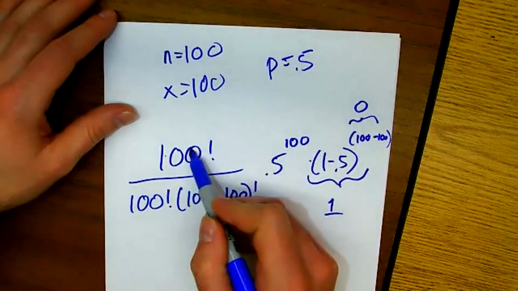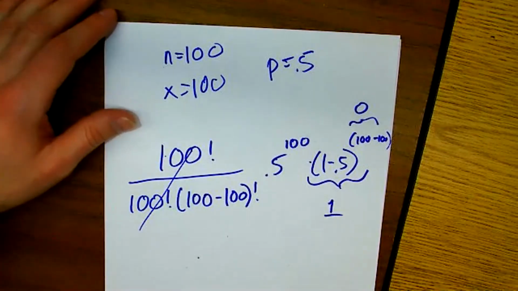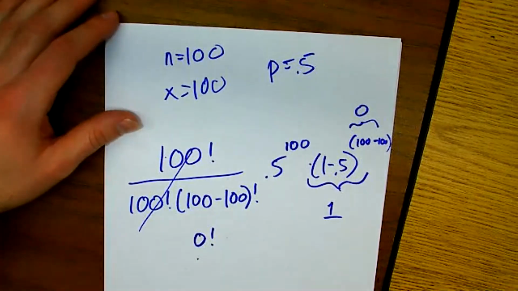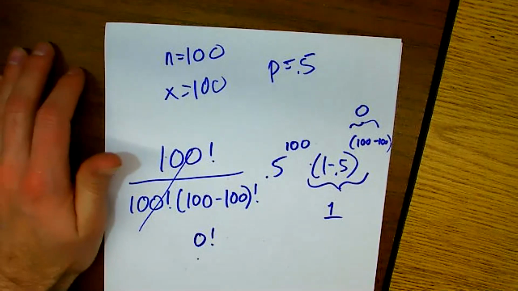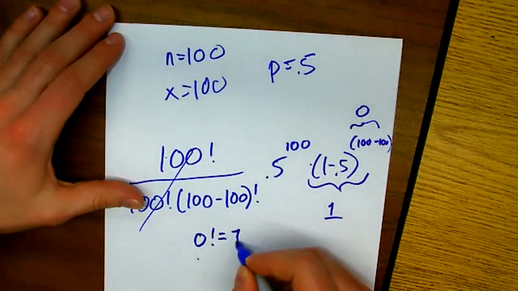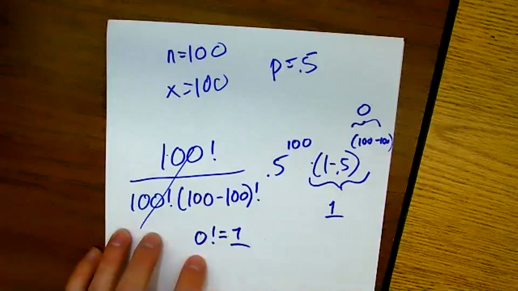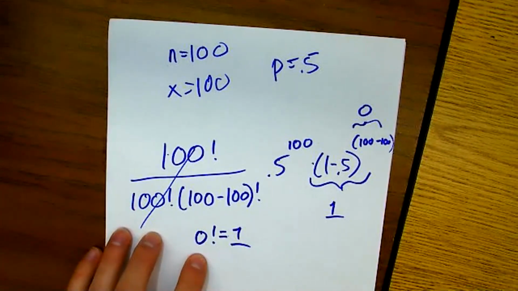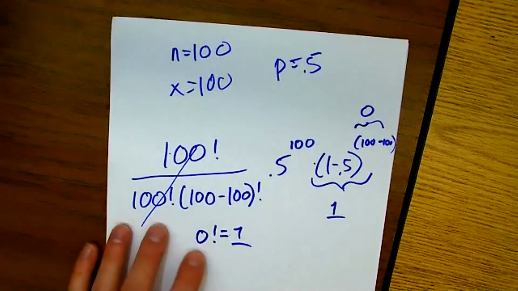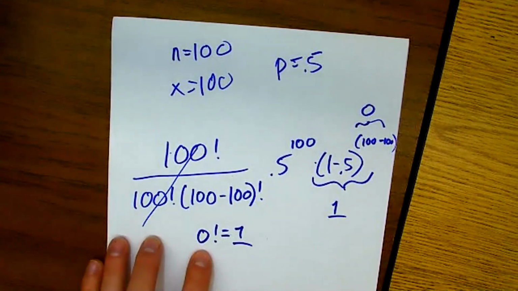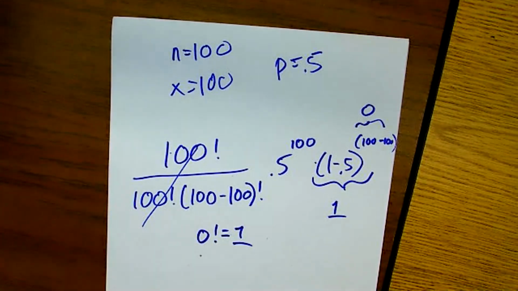100 factorial and 100 factorial cancel. What's 100 minus 100? 0, so 0 factorial. It's a little bit weird, but with factorials, 0 factorial is actually equal to 1. Okay? So this is a rule of factorials. If we want to go deeper into it, we can go into some of the mathematical proof side, but for the sake of how we're going to use it, let's just remember that 0 factorial is equal to 1, okay?